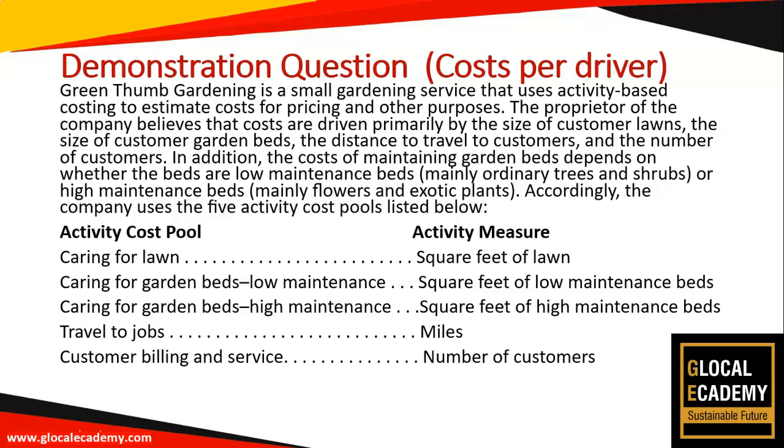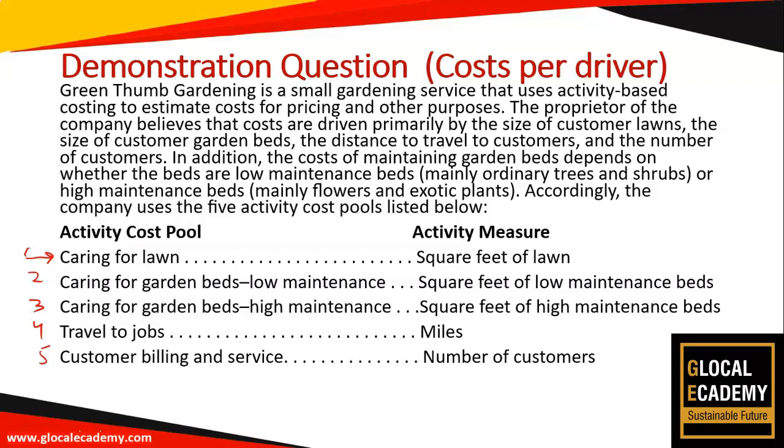In addition, the cost of maintaining garden beds depends on whether the beds are low maintenance beds or high maintenance beds. Accordingly, the company used 5 activity cost pools listed below. So these are the 5 activity cost pools: 1, 2, 3, 4, 5. Now the first pool is caring for lawn. Caring for lawn is driven by square feet of lawn. So more square feet of lawn means more caring cost for the lawn.